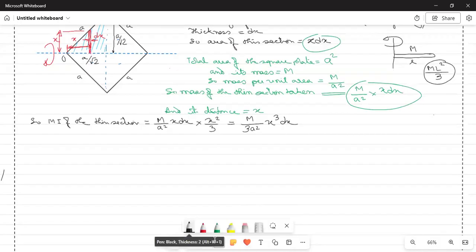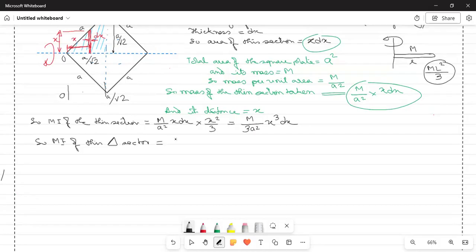And what is the limit? x goes from 0 to a upon root 2. So the total moment of inertia of this triangular sector is m by 3a square, integration of x cube dx from 0 to a upon root 2. This is equal to m by 3a square, and its integration is x to the power 4 by 4, with limit from 0 to a by root 2.